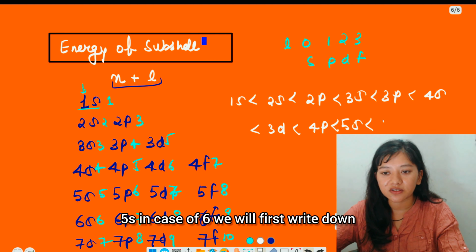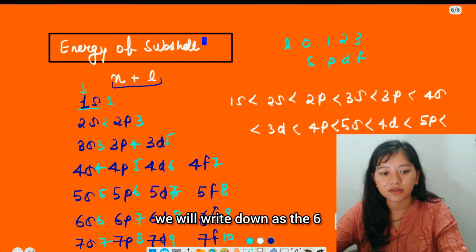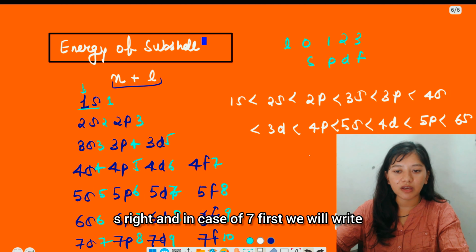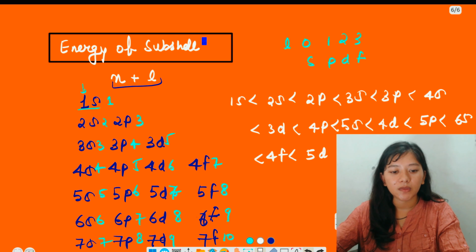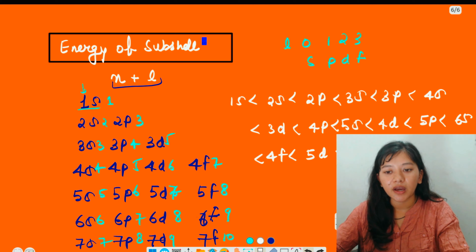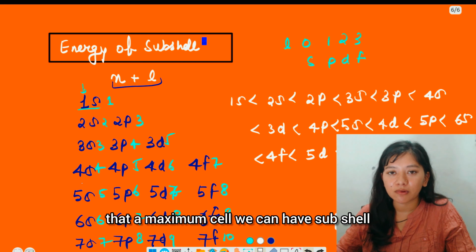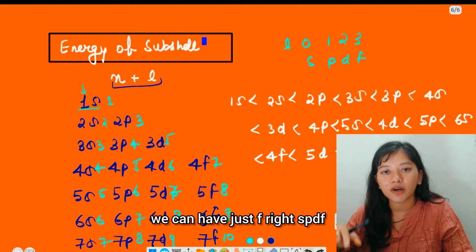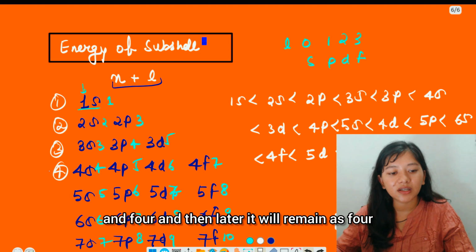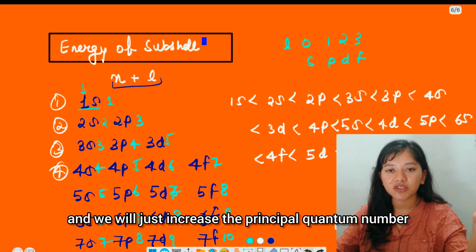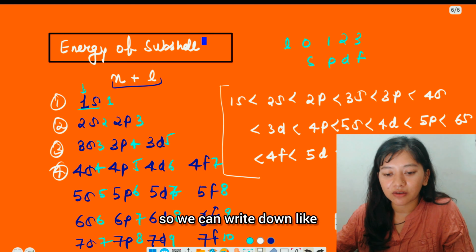In the case of 6, we first write 4d, right? Then 5p, then 6s. And in the case of 7, first we write 4f, then 5d, then 6p and 7s. See, you don't need to remember this, just remember that the maximum subshell we can have is f: s, p, d, f. The first shell has only one subshell, then 2, 3 and 4, and later it remains 4. We just increase the principal quantum number, and based on that we get this order. So we can write it like that, right?